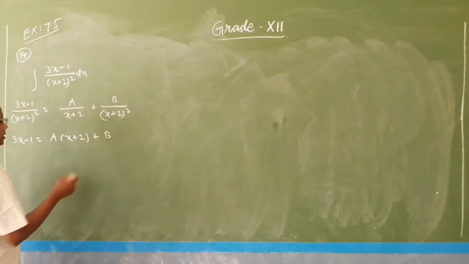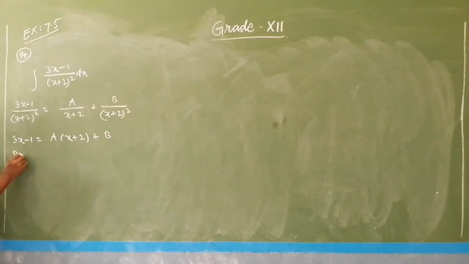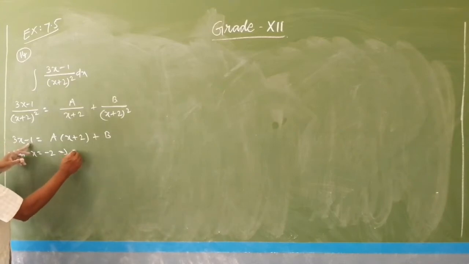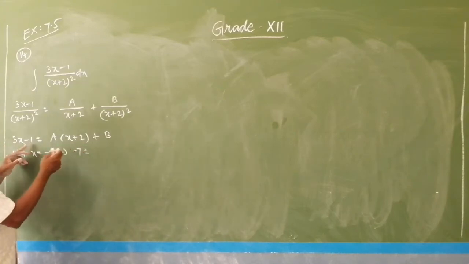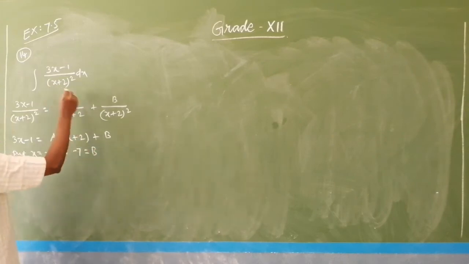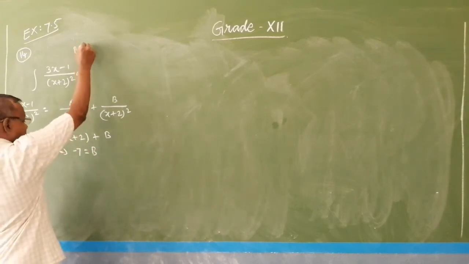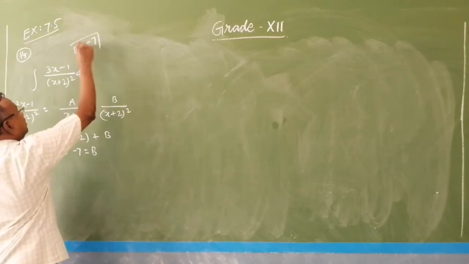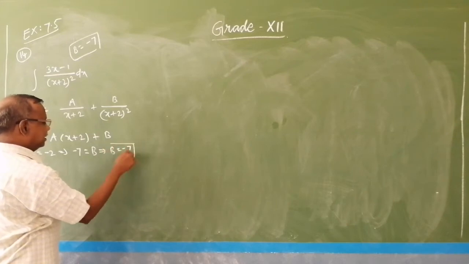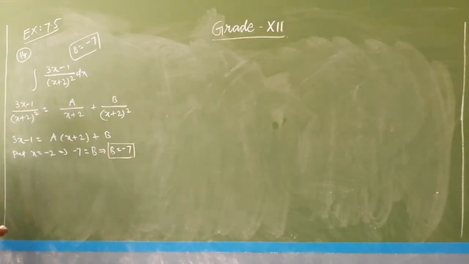2) plus b. Now, put x equal to minus 2 to eliminate a. We have minus 2 into 3, minus 6, minus 6 minus 1, minus 7 equal to b, since here x equal to minus 2 means this a will be eliminated. So the value of b equal to minus 7. So we have b equal to minus 7, and put any other value for x.